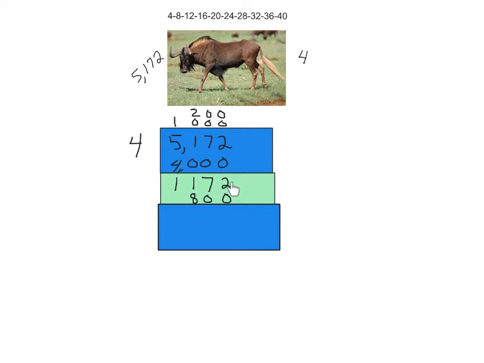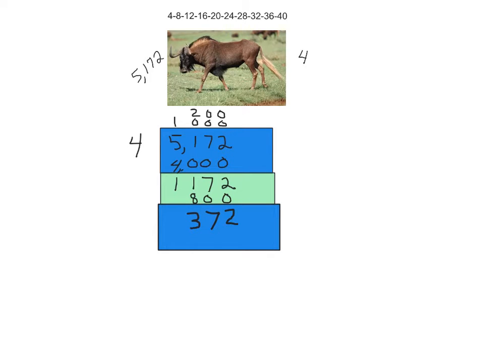I'm sorry, I'm working with the 2 here. 2 minus 0 is going to give me a 2. And 7 minus 0 is going to give me a 7 right here. And then I'm looking at this whole 11. 11 minus 8 is going to give me 3. So I got a 3 right there.